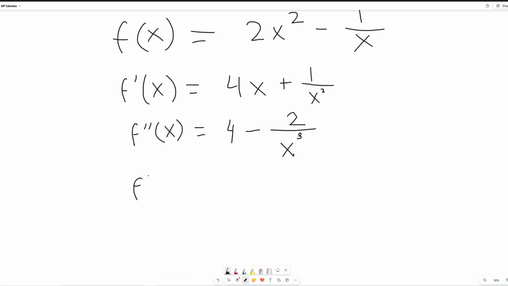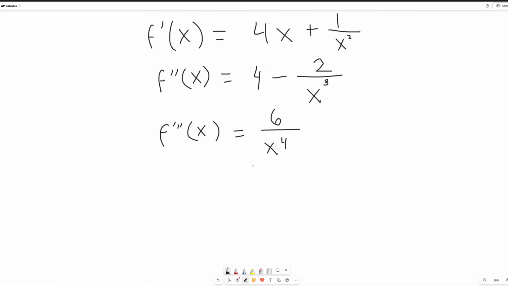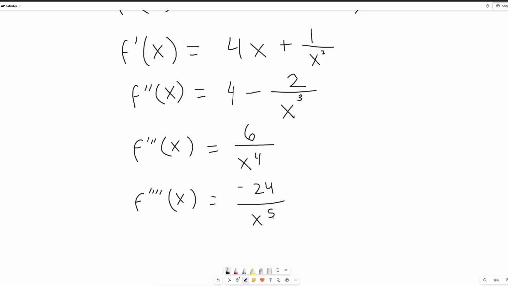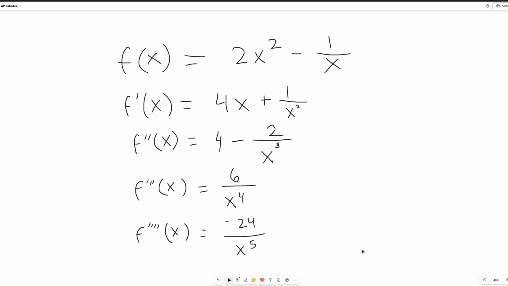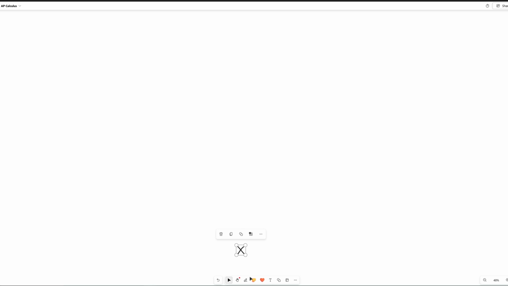Take the third derivative. It's going to be positive 6 over x to the fourth. Fourth derivative, negative 24 over x to the fifth. This will keep going. This is never going to go away. So that is essentially how to find higher order derivatives. And specifically, the second derivative is used a lot in future units, as well as the first derivative, of course.